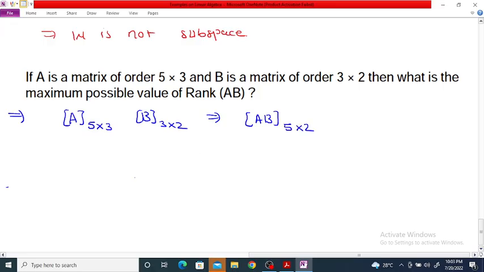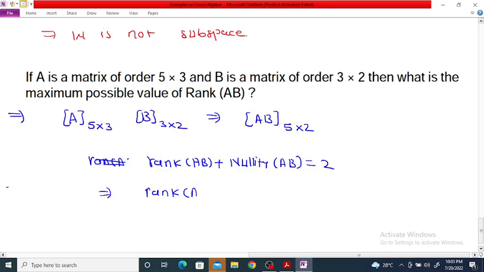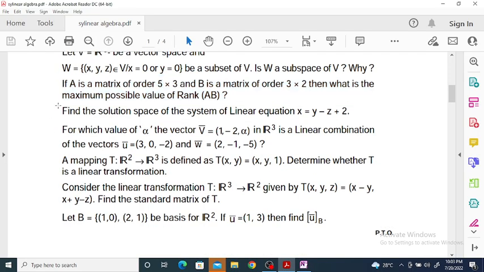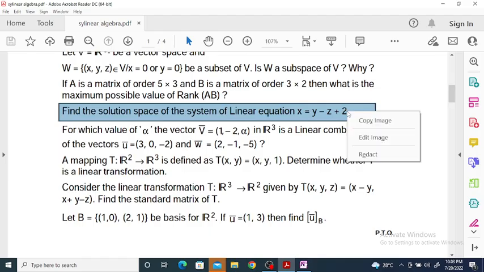As we know, rank of AB plus nullity of AB is equal to 2. So we want the maximum possible value of rank of AB. If nullity is 0, then rank of AB is equal to what? The maximum possible value of rank of AB is 2. So the maximum value we get is 2.